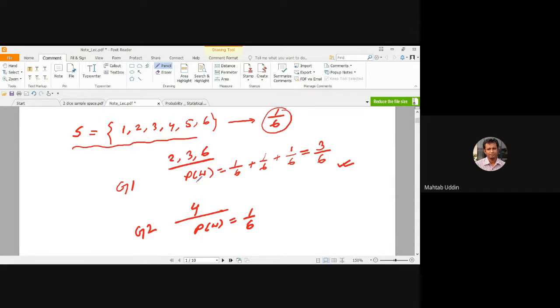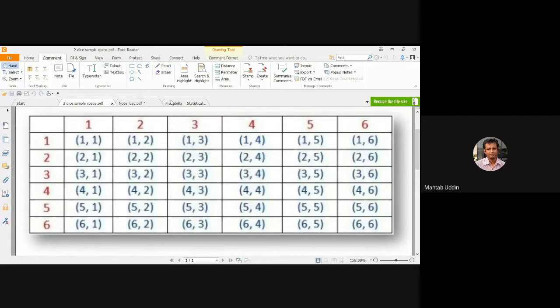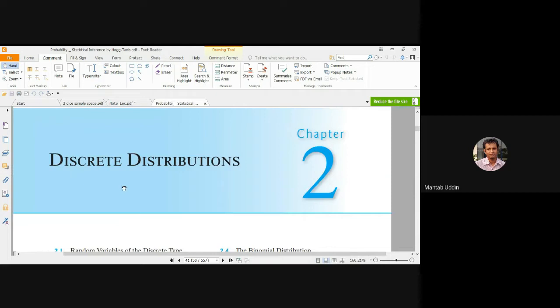Yes, sir. So the random variable doesn't refer to an unknown or unusual selection. Rather, it's a selection within a given set, but the requirement may be changing. Okay, let's go to the book.